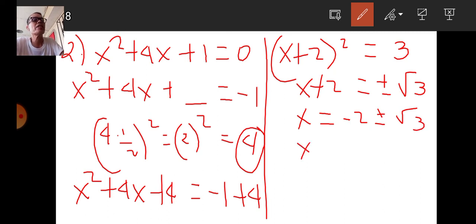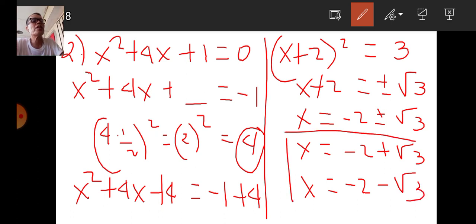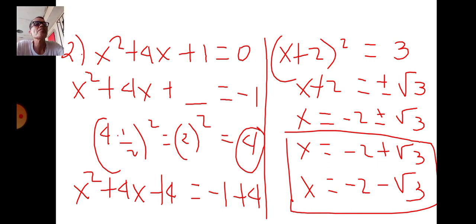Therefore, the value of x is equal to negative 2 plus the square root of 3. The other one is x is equal to negative 2 minus the square root of 3. Okay, next.